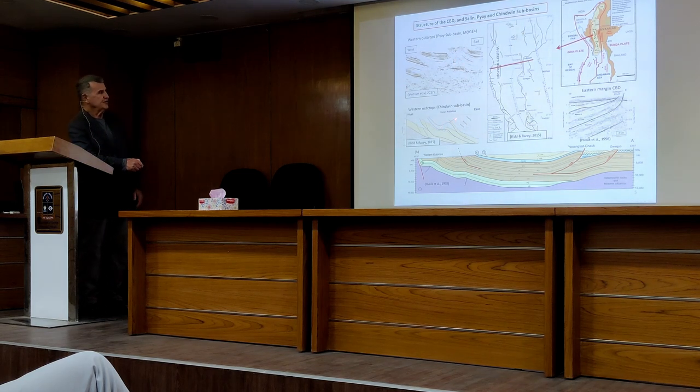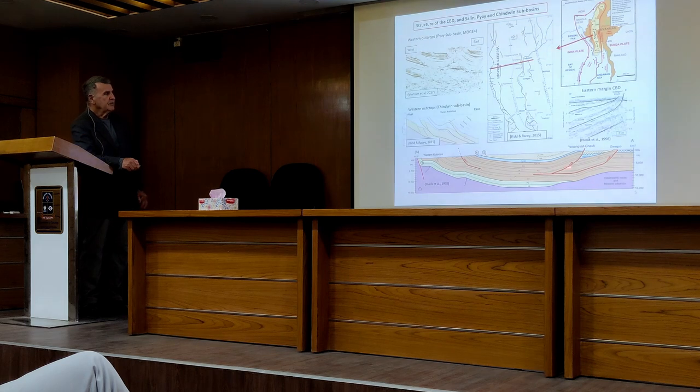These are some cross sections that were published, and they show the same similar thing. Here's a thrust stepping up. It's got a ramp in it here. It goes flat in here. It produces a hanging wall anticline. In fact, that's a hanging wall anticline here. And this cross section here shows you more or less this cross section down here, which was published actually before these two pictures were published.